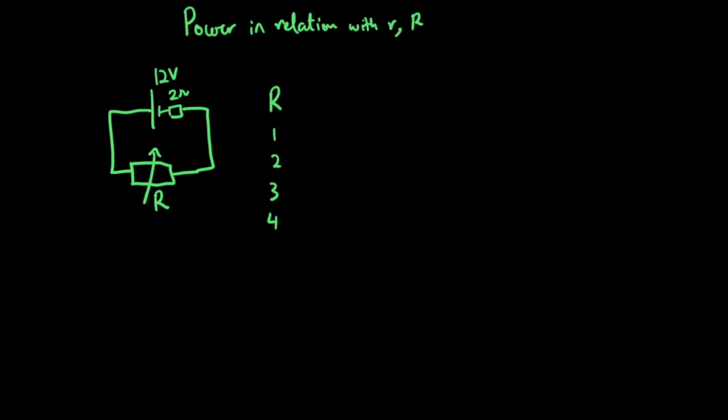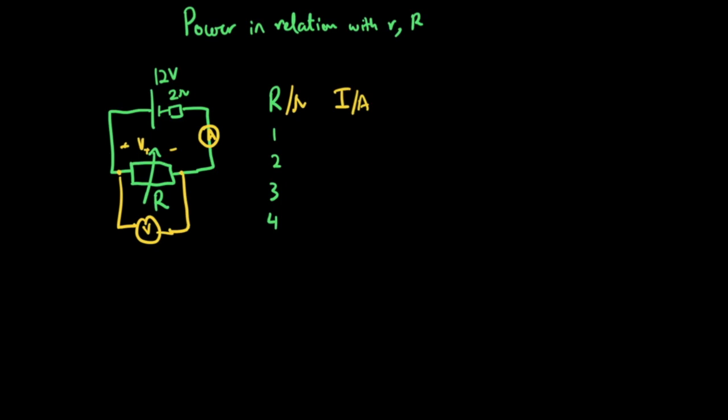The first thing I'm going to measure is the terminal potential difference, plus and minus. I want to measure the current, so I'll put an ammeter. I want to measure the voltage, so I'll put the voltmeter. The voltmeter will tell me the terminal potential difference. The ammeter will tell me the current. Okay, so let's begin. The resistance value starts from 1 and goes till 4. Let's find out the current in amperes first.